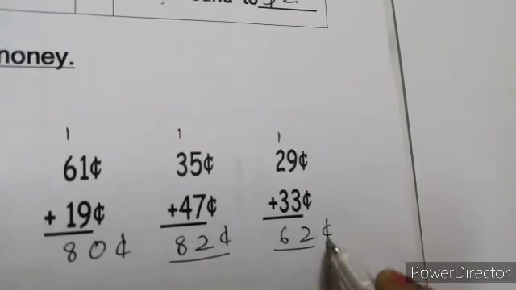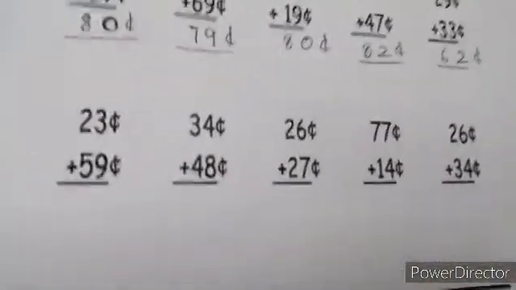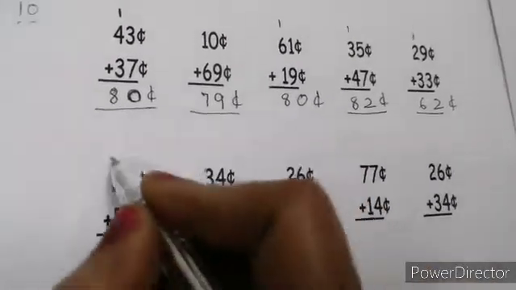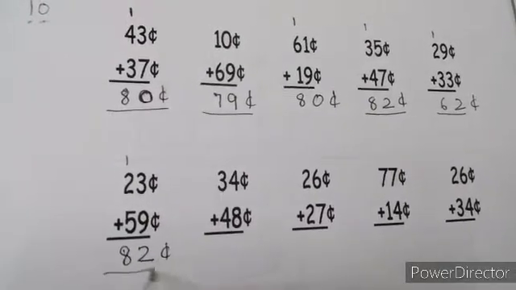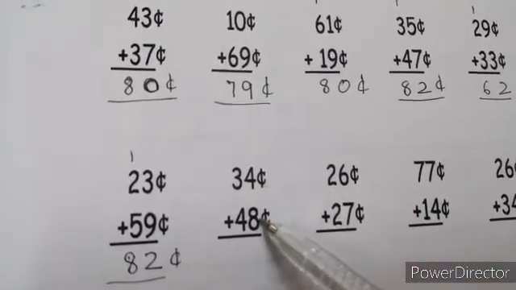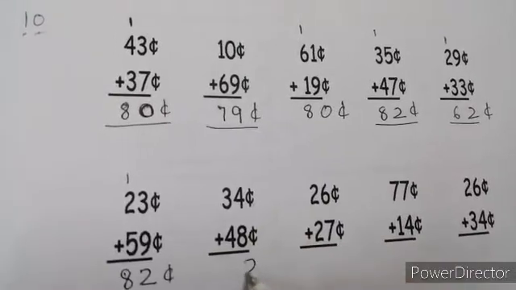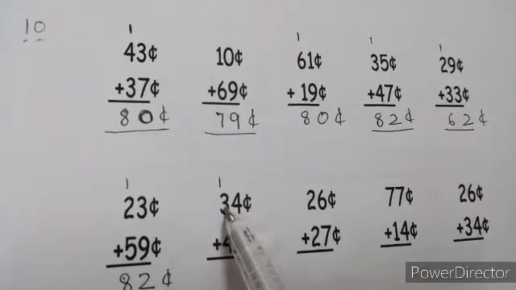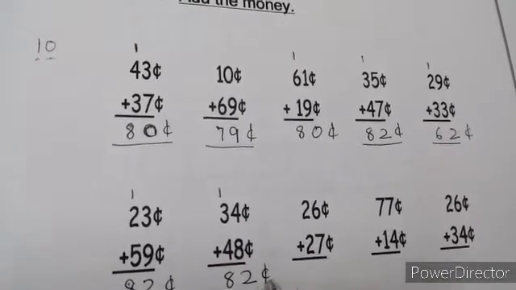All of you do by yourself. Add neatly and write the answers. Next one. 3 plus 9, 12 again. 1 carry over, 2. 82 cents. 4 plus 8. 8 in mind, 4 in fingers. 9, 10, 11, 12. 2. 1 carry over. 1 plus 3, 4. 4 plus 4, 8. 82 cents again.